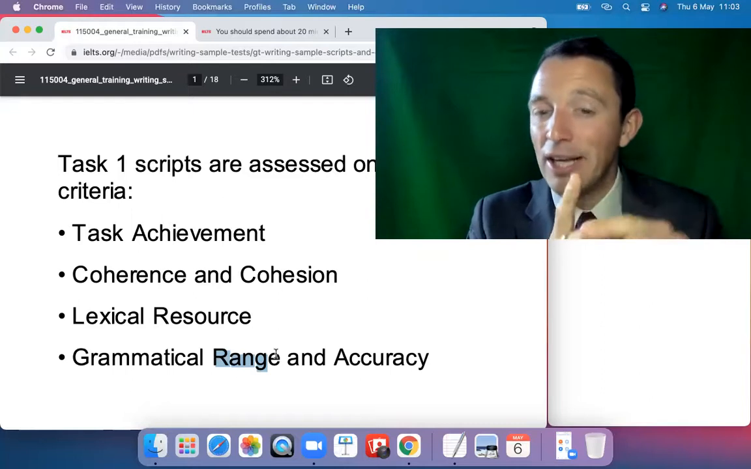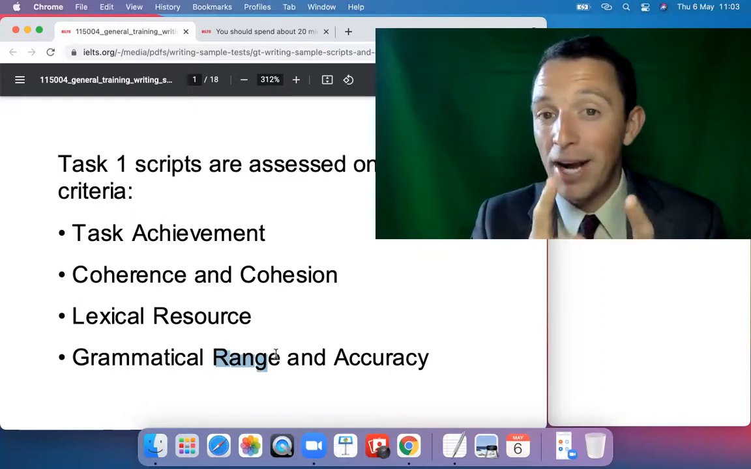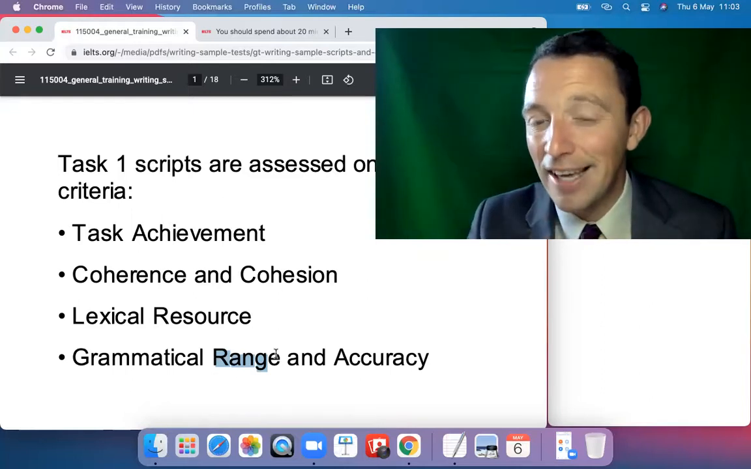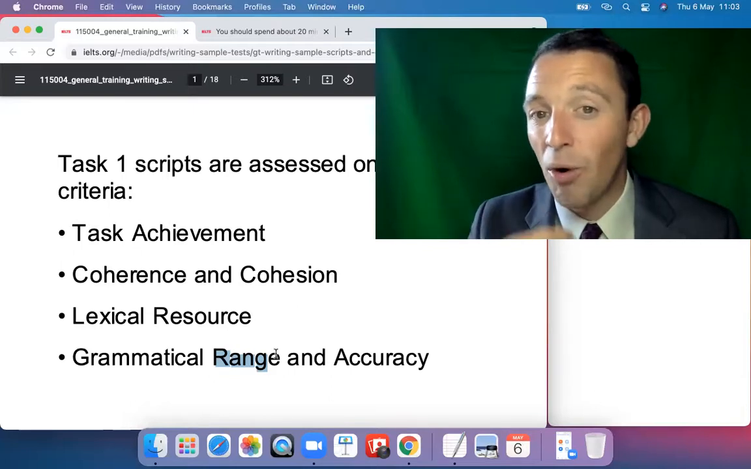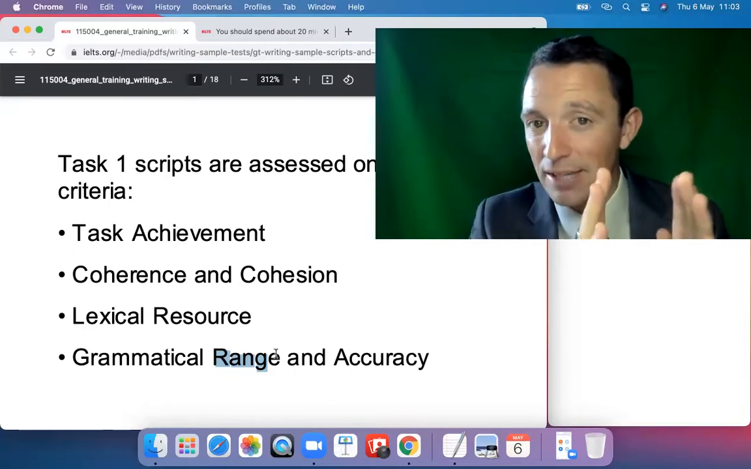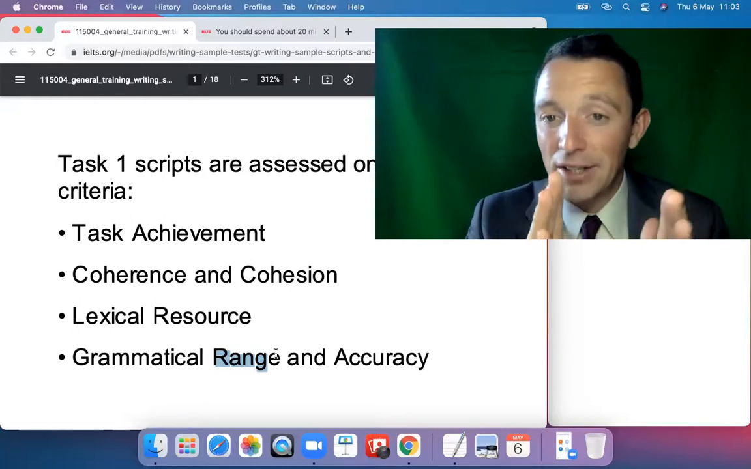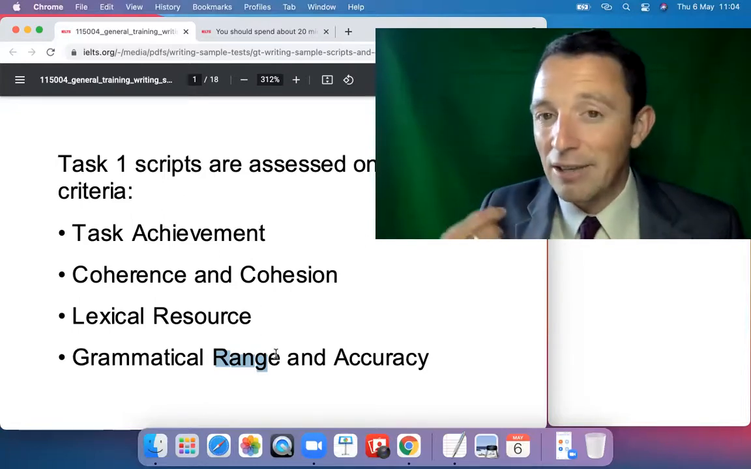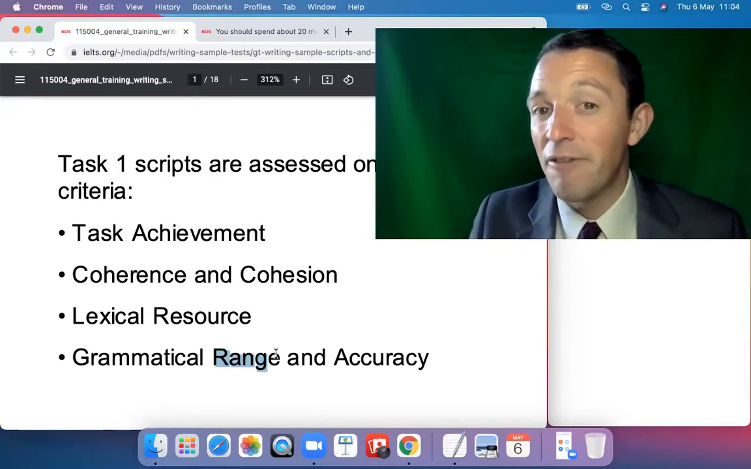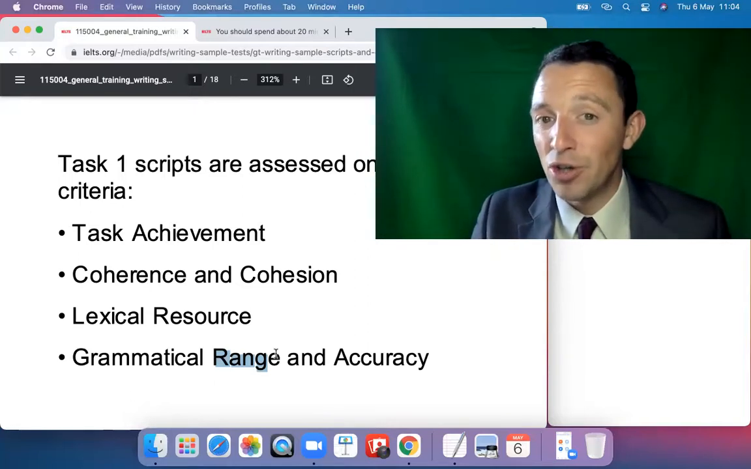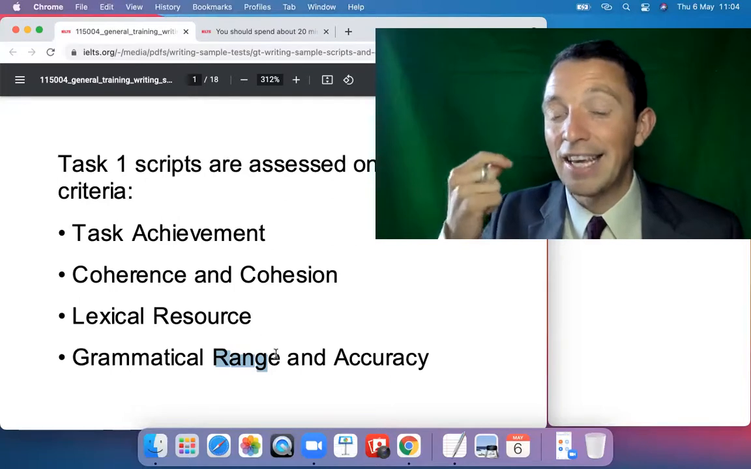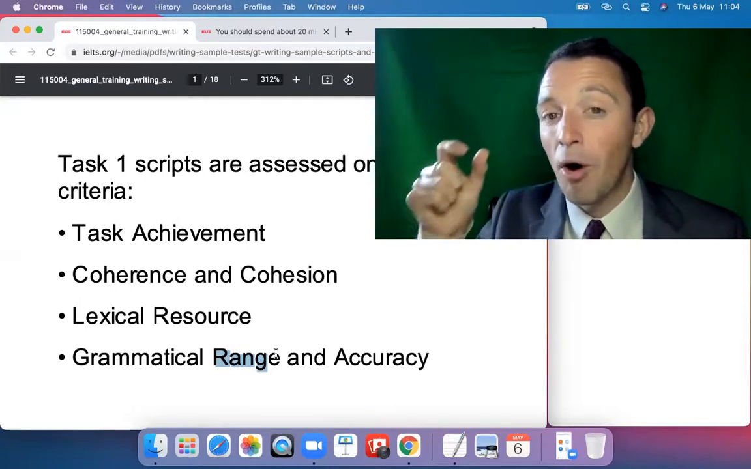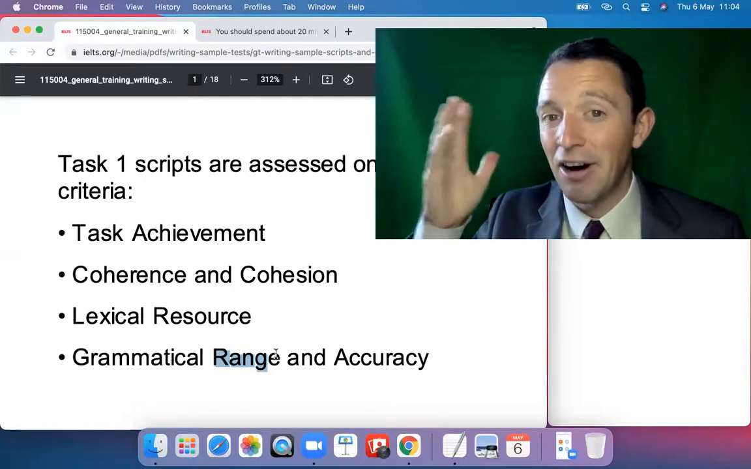structures, the simple, the past simple, future simple, present simple, but it's a better idea if you can to use more complicated structures. For example, the present perfect, past perfect, present continuous, conditionals, modals. So passive and active, these type of tenses are very, very impressive and very good if you can use them correctly. And if you do, you are more likely to have a higher score.